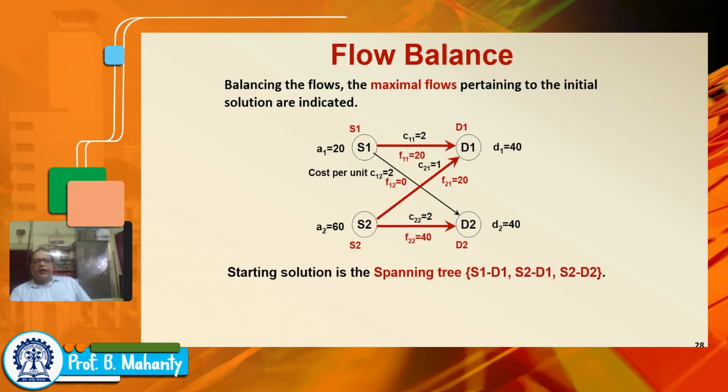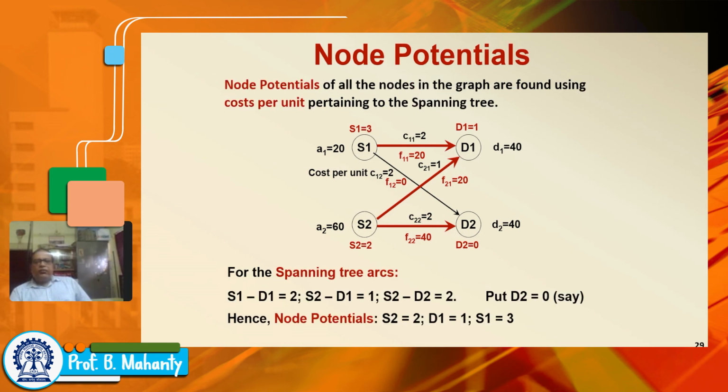Okay, I'll answer those. Now you see what you can do, let us go to here. Look here. Now we can find out the cost potential equations in this way. S1 minus D1 equal to 2, S2 minus D1 equal to 1, and S2 minus D2 equal to 2. Right? So these cost potential equations give the node potentials of S2 equal to 2, D1 equal to 1, S1 equal to 3. Put D2 equal to 0.